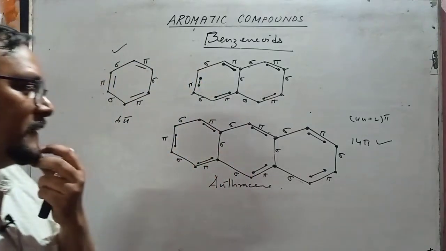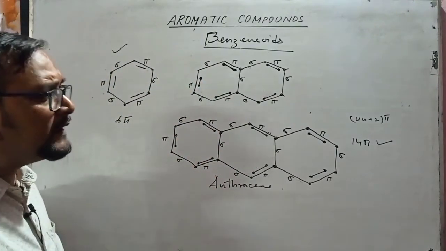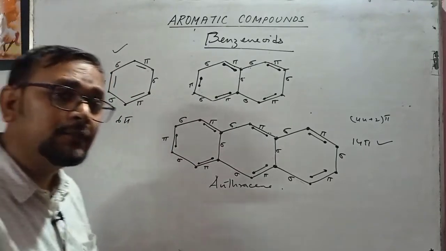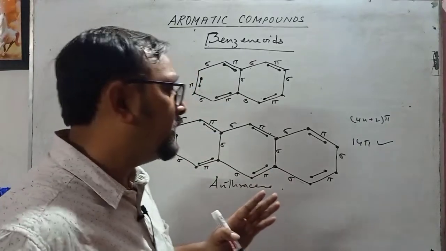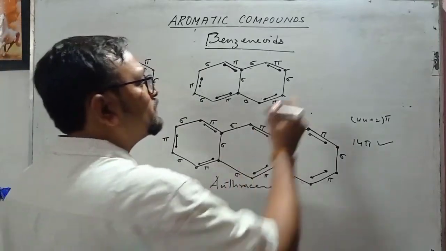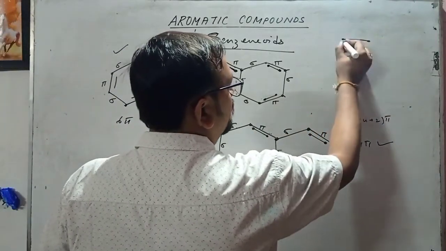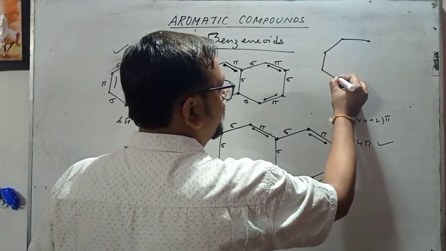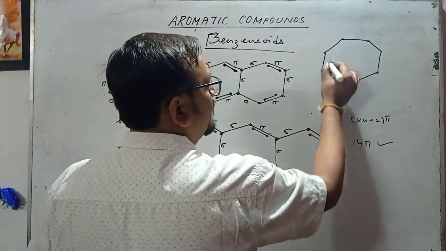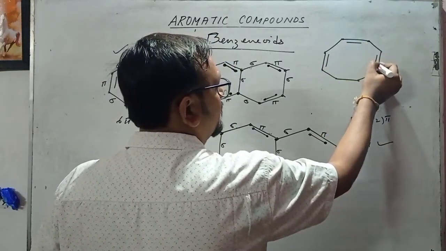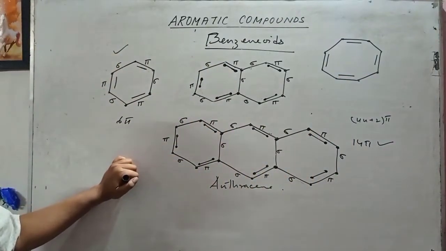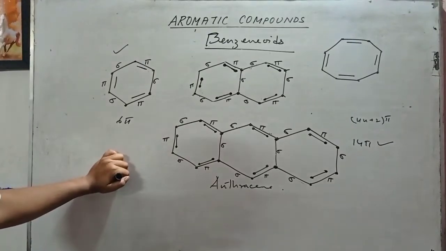But only conjugation is not enough to identify. Let's take another example. Never make this mistake, always check, and obviously go by this rule. So I am giving you one example where you will see this. Let's see, 1 2 3 4 5 6 7 and then 8. Let me place double bonds in alternate positions. Can you guess the name of this, my dear students?